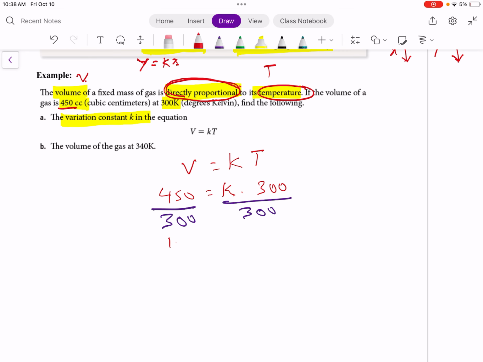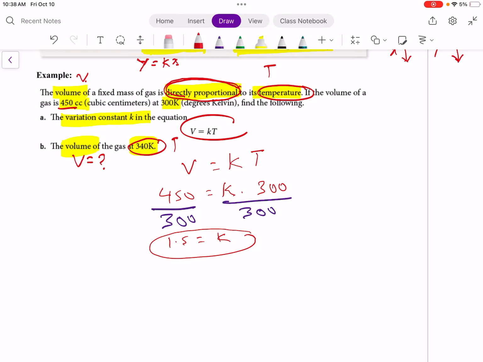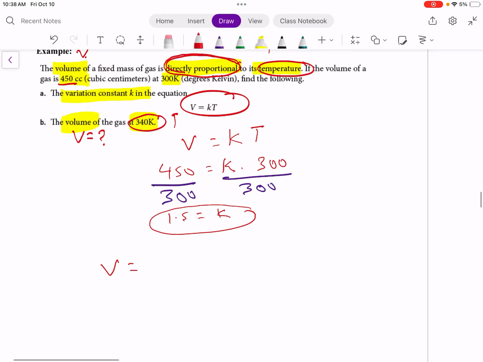Okay, so 1.5 equals k. So our variation constant k is 1.5. Now in part B we are asked to find the volume of a gas at 340 Kelvin. So we are asked to find V, so V is unknown and this is our temperature. So we use this formula, V equals kT. We already know k is 1.5, and our temperature T is 340.